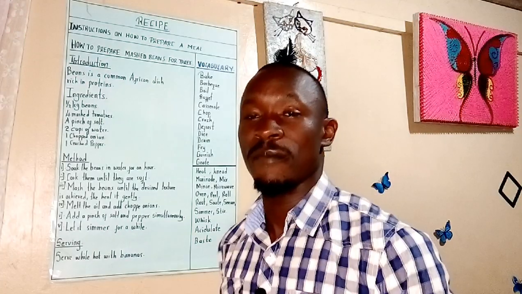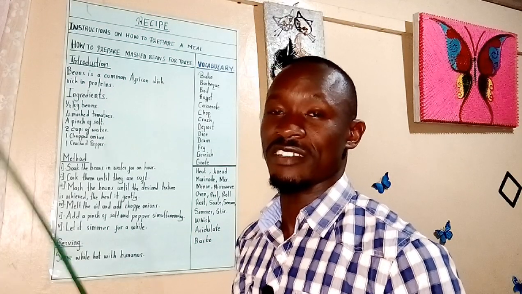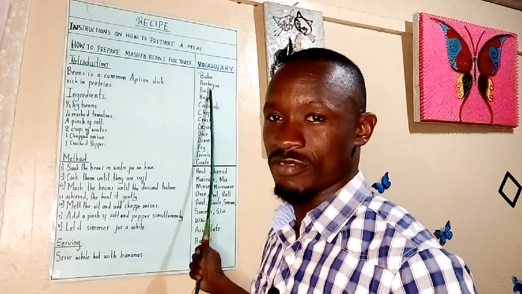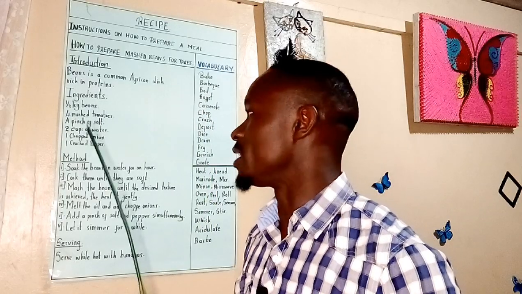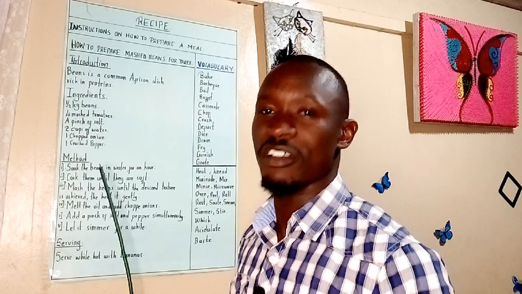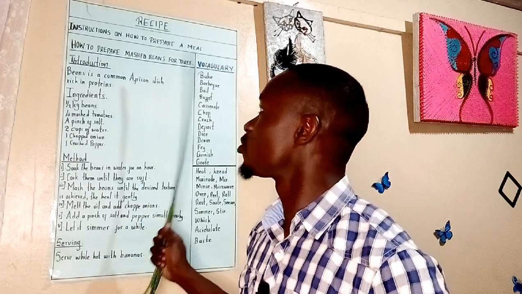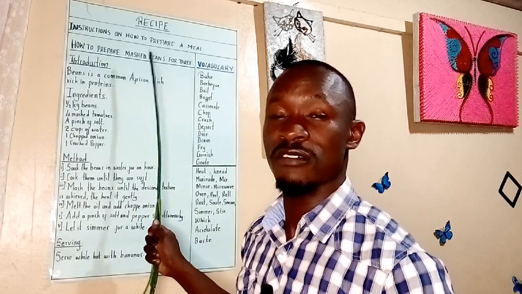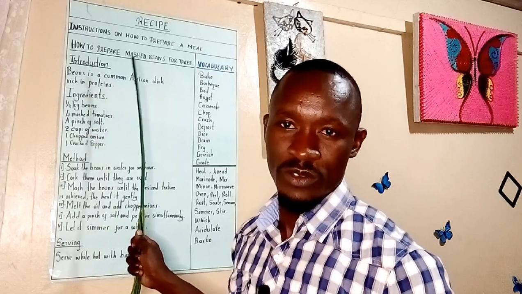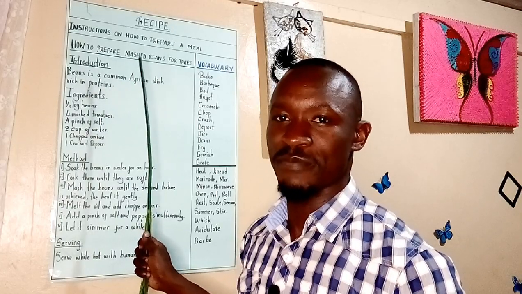Now, the particular terminologies used in recipes, that we'll look at later on, have to be included when talking about the methodology of preparing the food. So in the title we'll have something like, how to prepare mashed beans for four. Four includes the number of people who will eat the mashed beans prepared.